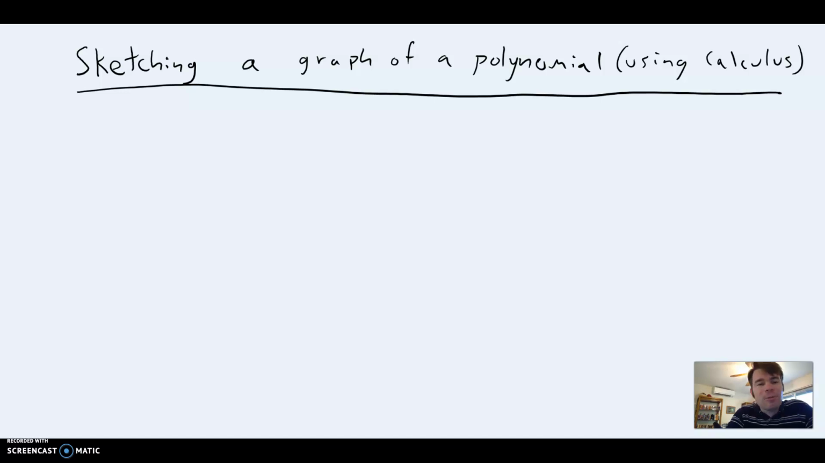Hi, in this video we're going to take a look at how to sketch a graph of a polynomial using calculus. Now before I get to an example, there's a couple of things I want to remind you that you know about polynomials. One thing you know about polynomials is that their domain is all real numbers. That means there won't be any holes, there won't be any vertical asymptotes.